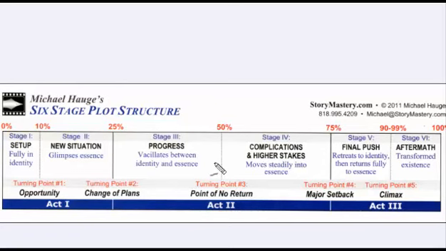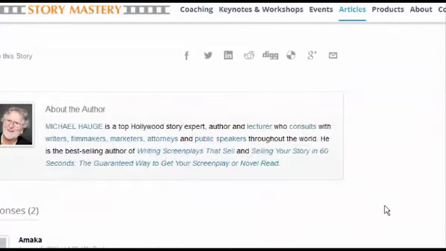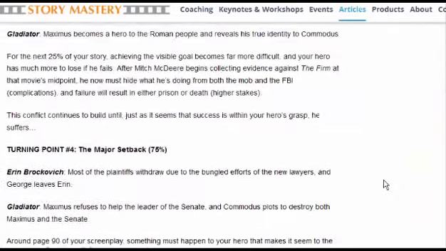Now, on Michael Hague's website, you can find where he goes through different movies and shows you how all of these different stories are played out in the movie.